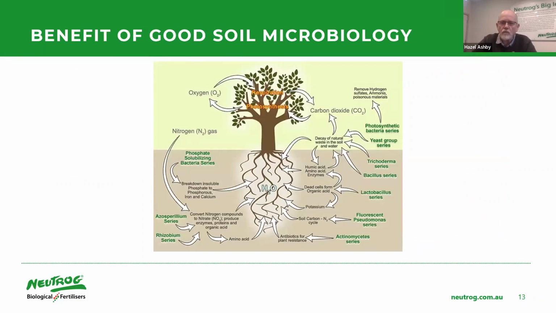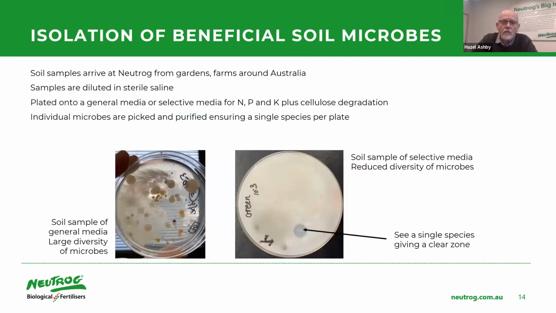So let's go through the workflow of what we do in order to get microbes. So the soil comes in from gardens and farms around Australia. We dilute that in sterile saline. We plate that onto the selective media. So in some cases, that may be media that shows up the ability to solubilize things like potassium or phosphate.